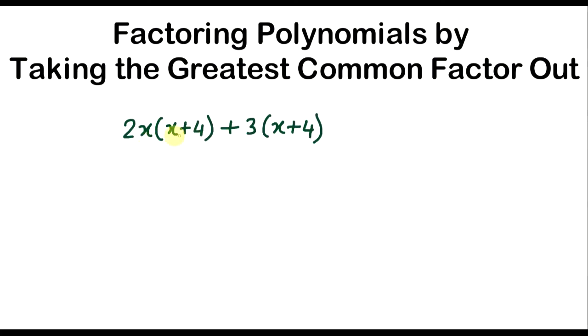We have another polynomial here. It looks different, but it's actually the same. 2x is multiplied with x plus 4. Here 3 is multiplied with x plus 4. So this is a term and this is another term. We have something common here. Here we have 2 and 3. There is nothing we can take from here. But we have x plus 4 in both the terms. So we can take x plus 4 as common.